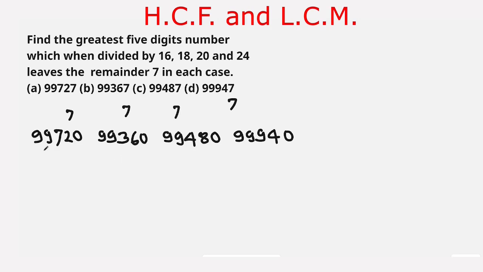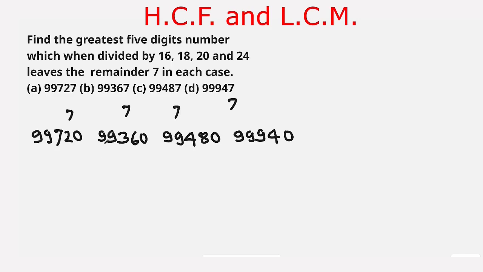The last 4 digits of option A after subtracting 7 is 9720. When we divide it by 16, 16 times 6 is 96. The remainder is 1. We carry 2. Then it becomes 12. 12 is not divisible by 16. We carry one more 0. So it will be 120. And 120 is not divisible by 16. So option A cannot be our answer.